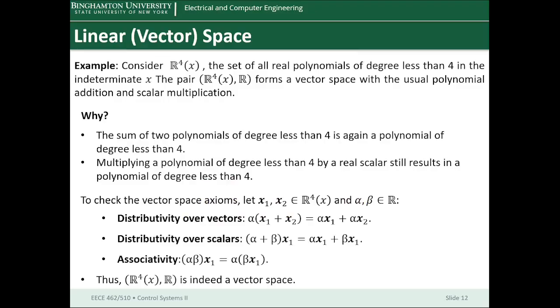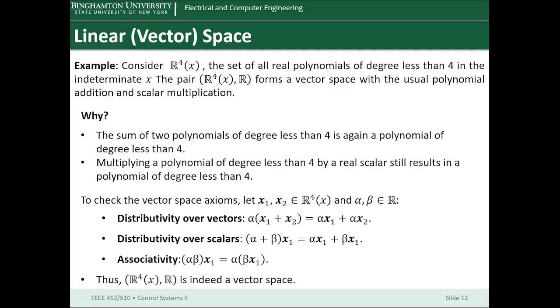Now let's review all the concepts we have defined so far with an interesting example. Consider the set R4[x], which is the set of all real polynomials of degree less than 4, where x is the independent variable of the polynomial. First of all, I want to show that the pair R4[x] and R forms a vector space with the usual polynomial addition and scalar multiplication.